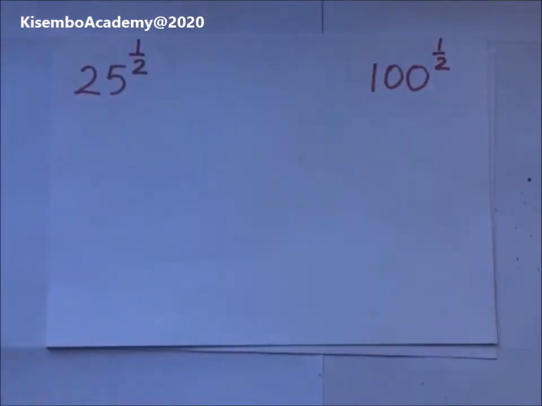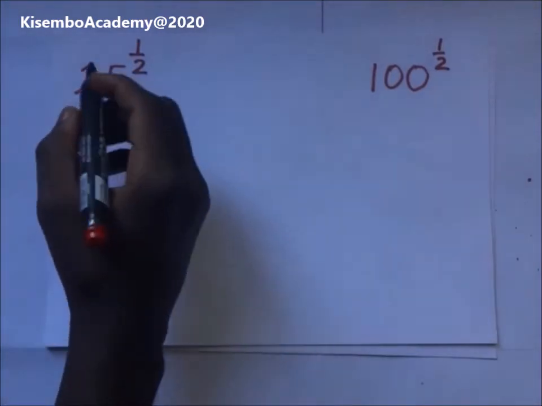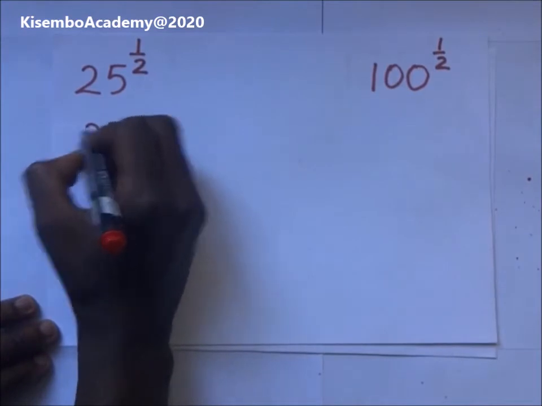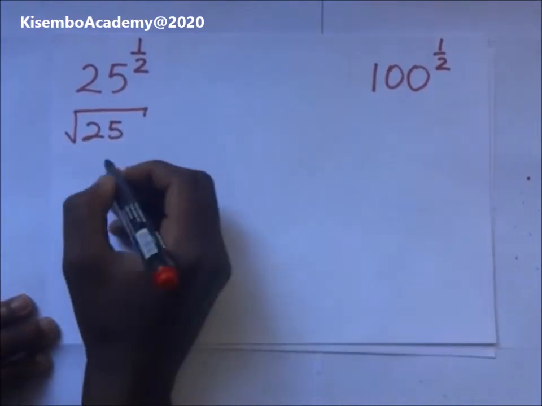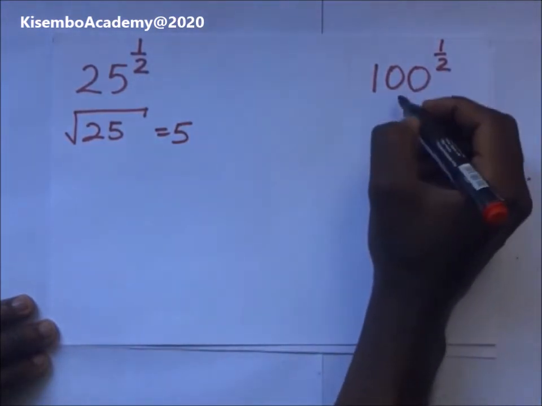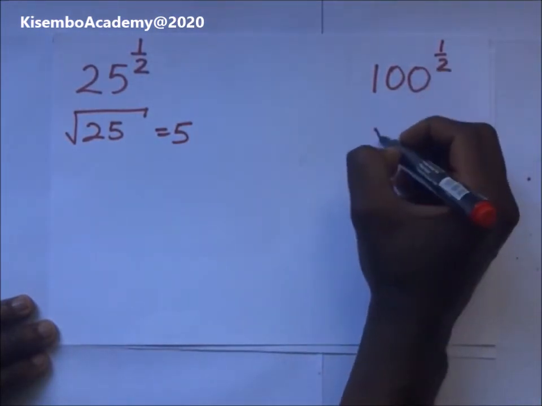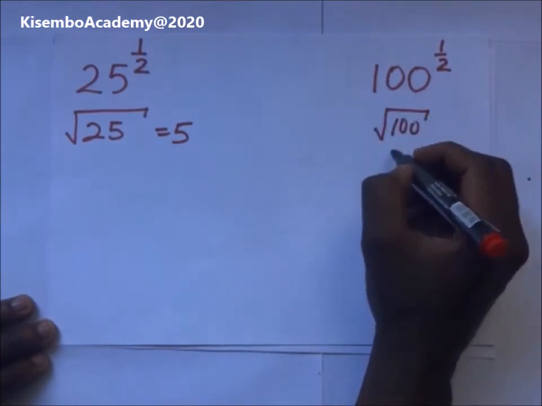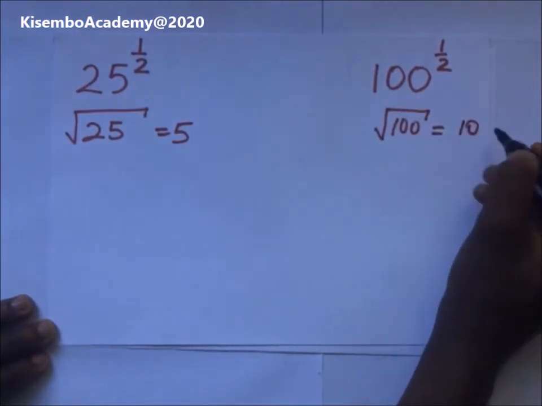Let's calculate a few examples. We have 25 to the power half. Of course 25 to the power half is the same as saying the square root of 25, and we all know that the square root of 25 is 5. Even here 100 to the power half is the same as saying the square root of 100, and we all know that the square root of 100 is 10.